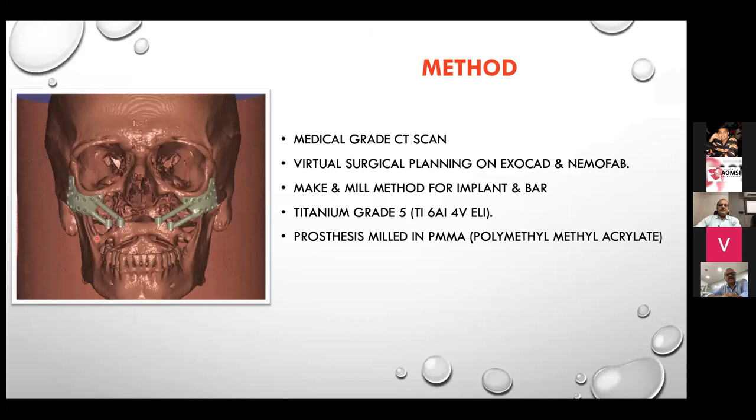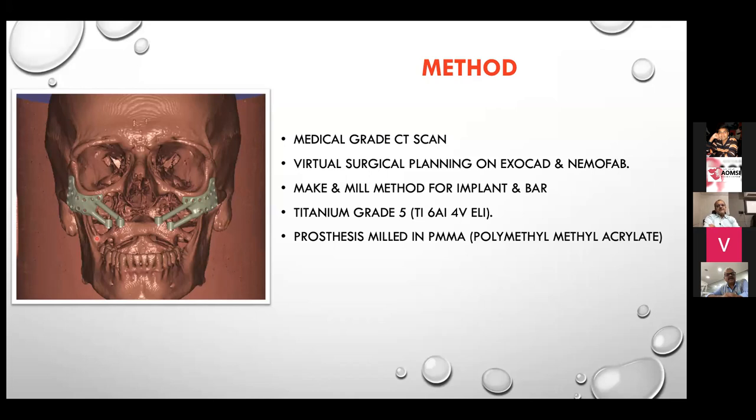What is the method? The prime requirement is a high grade CT scan. The design cannot be done on the CBCT. You need a very high grade, medical grade CT. The designing is done in consideration with the surgical and prosthetic technicality. High grade titanium, Ti-6Al-4V, is used for the fabrication, the 3D printing of this design. And the prosthetic is milled in PMMA.